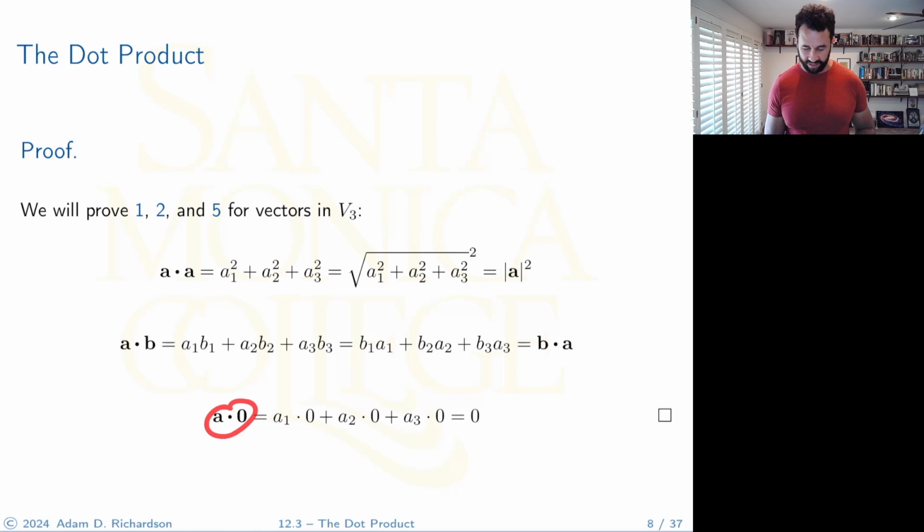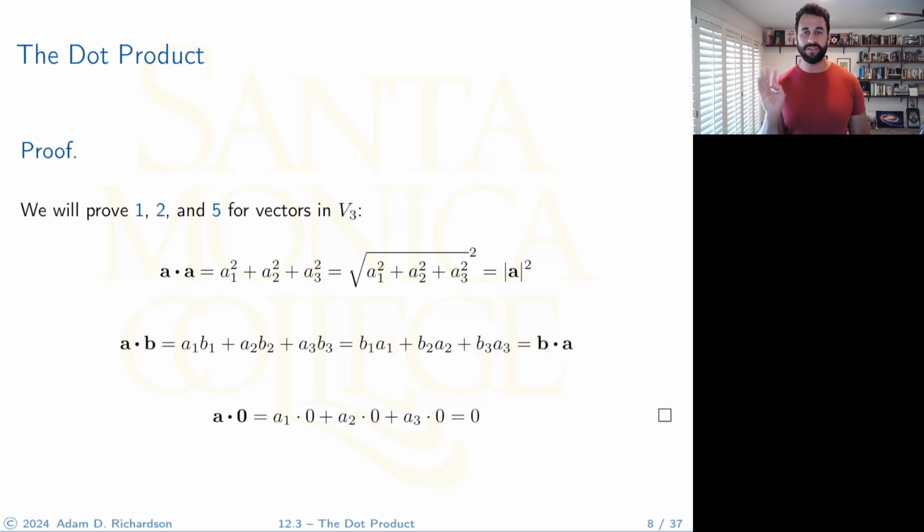And then lastly, A dot 0, well, the zero vector is just the vector 0, 0, 0, ..., 0 if you have n dimensions. So when we do the dot product, we get A1 times 0, which is 0, A2 times 0, which is 0, A3 times 0, which is 0. Add up a bunch of zeros, you get 0. That's it. Another thing I'll say, kind of a typographical note. Notice here that the dot product is a little bit bolder. So this is just a standard multiplication dot. The dot product, we use a little bit of a bolder dot just to indicate that we're dotting two vectors, not two scalars.